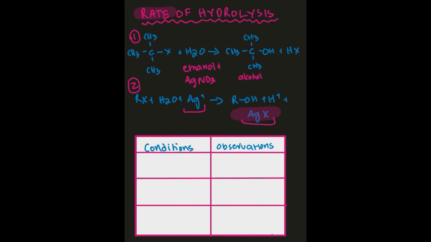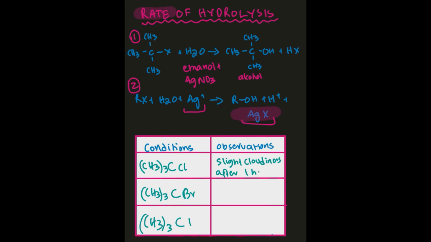So now let's look at an example. In this case, we're going to be using three different compounds. So the first one is going to be CH3CCl. The next one is going to be CH3CBr. And after that, you're going to have CH3CI. And now we're going to look at the observations. So in this case, it's going to be slight cloudiness after 1 hour. For the next one, it's going to be cloudiness after a few minutes. And for the third one, it's going to be thick pale precipitate within just 1 minute.